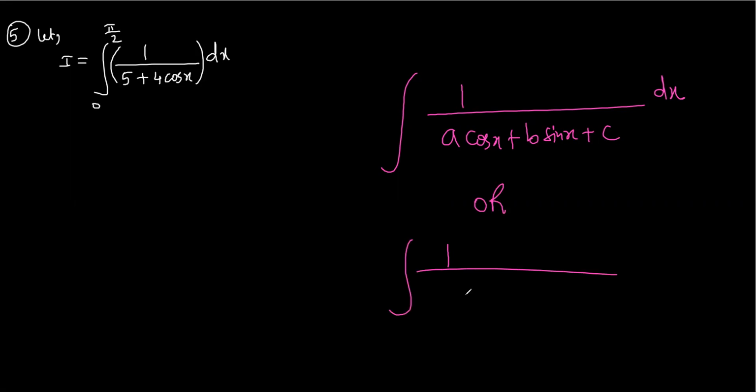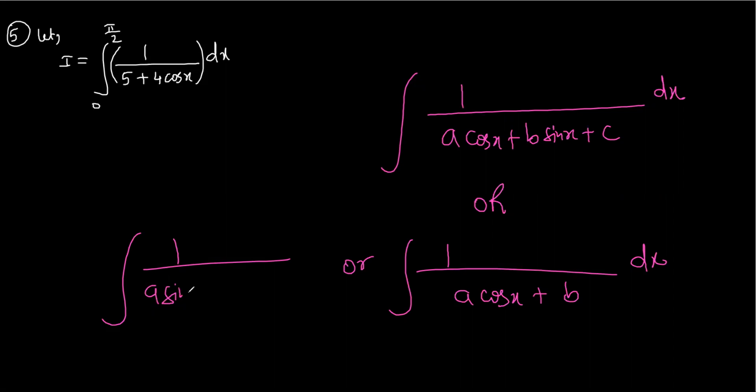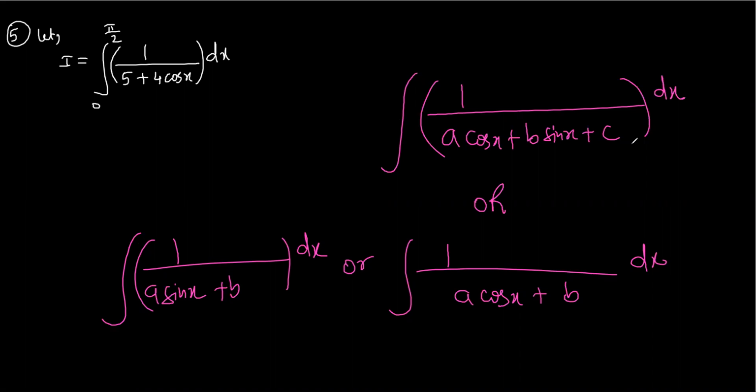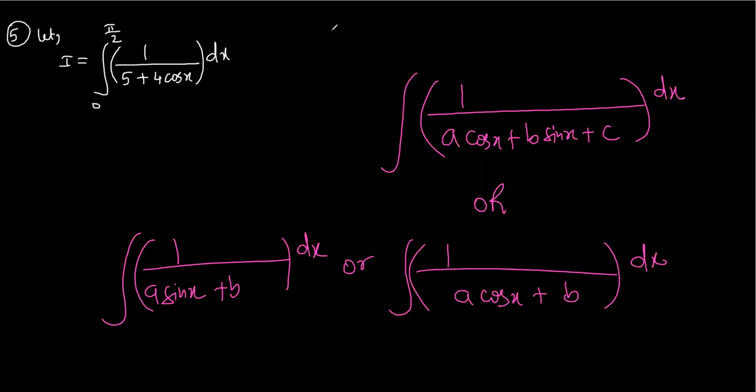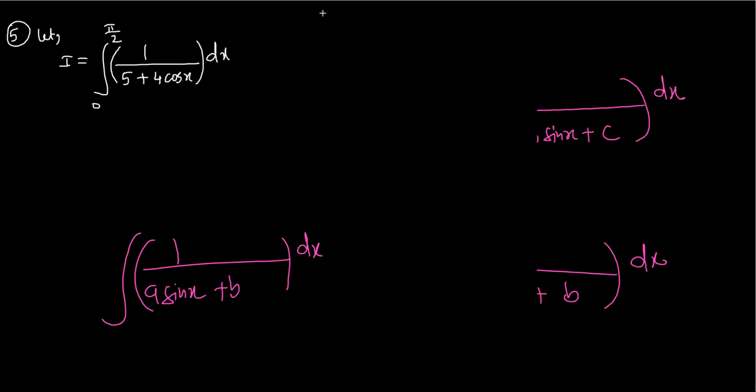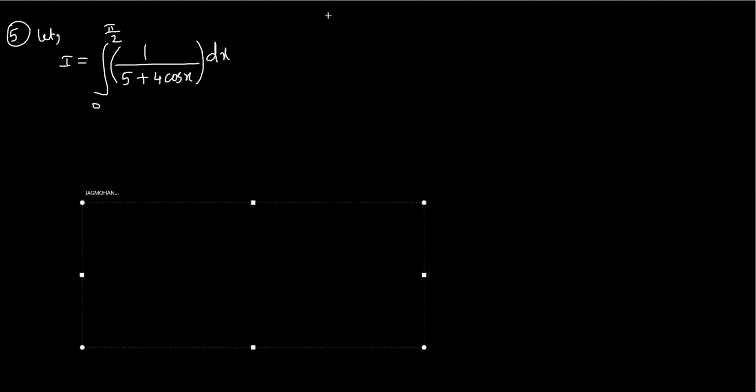Or you have 1 upon a cos x plus b dx, or you have 1 upon a sin x plus b dx. If you have any of these three integrals as your integrand, what was the method? The method was we put tan x by 2 equals t. So x by 2 will be tan inverse t and all that. You can refer to that video in indefinite integration and check that.